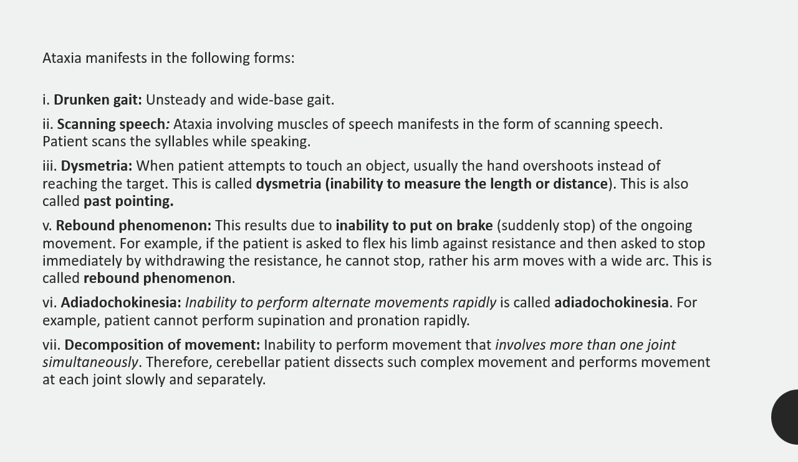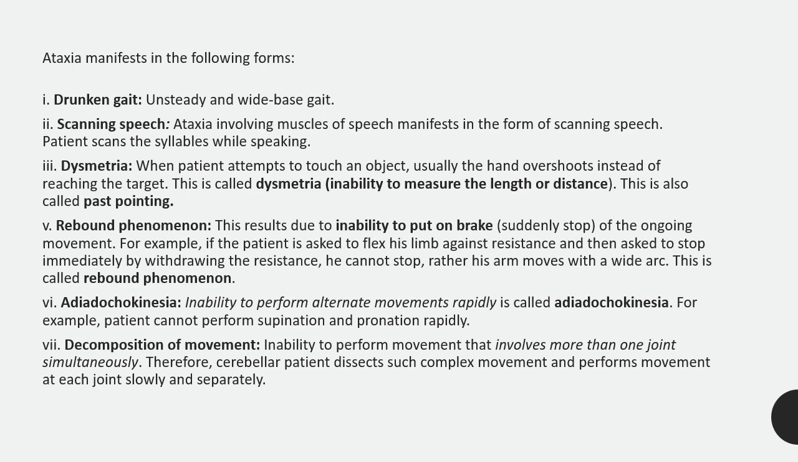Fourth, rebound phenomenon. This results from inability to put on the brake, to suddenly stop the ongoing movement. For example, if the patient is asked to flex his limb against resistance and then asked to stop immediately by withdrawing the resistance, he cannot stop. Rather, his arm moves with a wide arc. This is called rebound phenomenon.